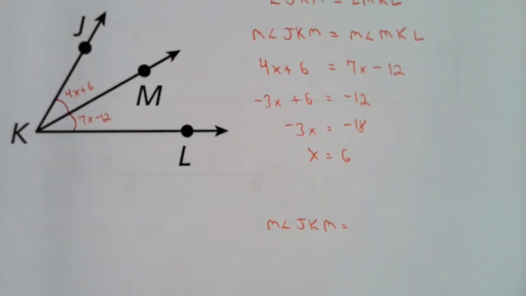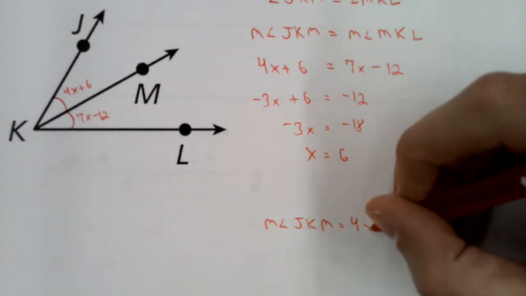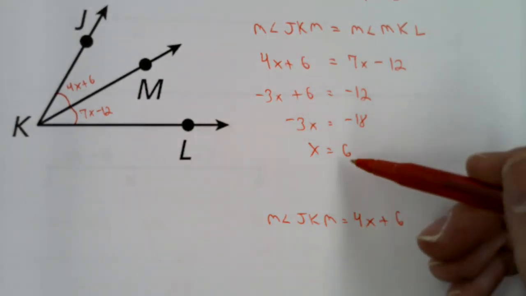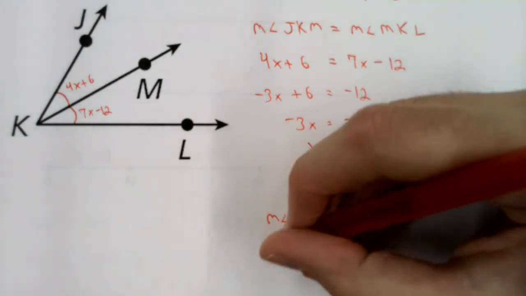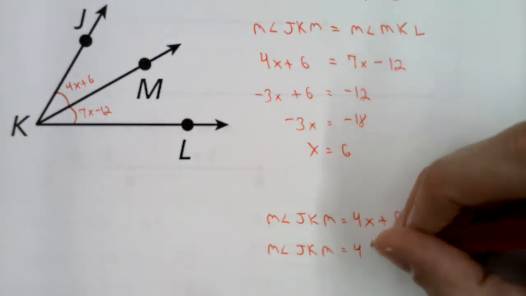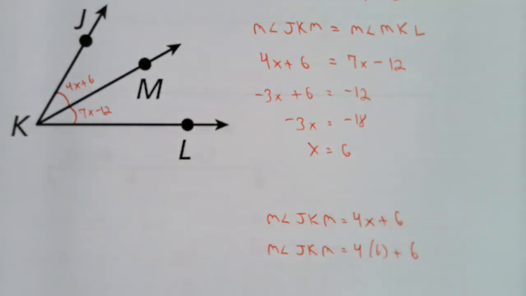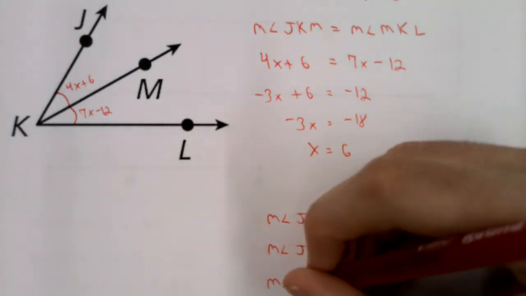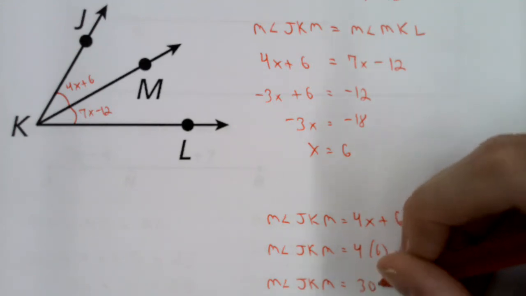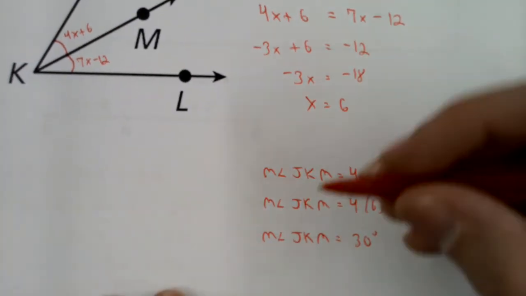The measure of angle JKM equals 4x plus 6. You're told that in the directions. And we just established that x equals 6. So 4 times 6 plus 6. 4 times 6 is 24, plus 6 is 30. Again, look at how I'm going to write my answer. I'm going to say the measure of angle JKM equals 30 degrees.